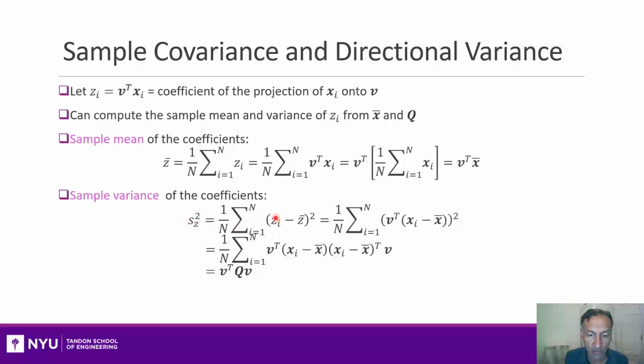Remember, our sample variance, because Zi is a scalar, is just going to be the average of Zi minus its mean Z bar. But I can substitute V transpose Xi for Zi and V transpose X bar and get this. But this value squared is just this times this, because of course A transpose B is B transpose A for any real vector. And then I can pull out these V's, and in this middle I get this Q. So our directional variance is just this inner product of V transpose times the sample covariance times V.